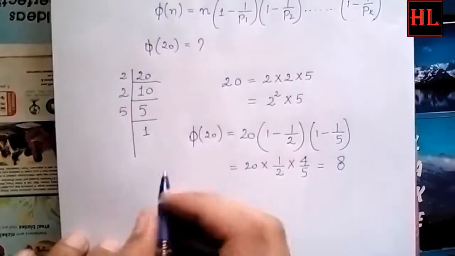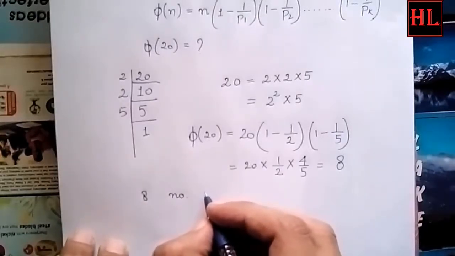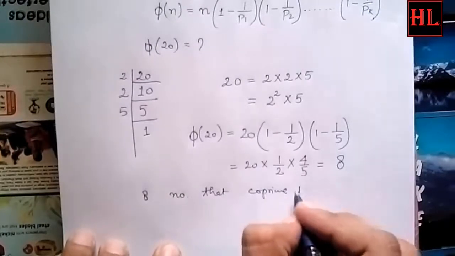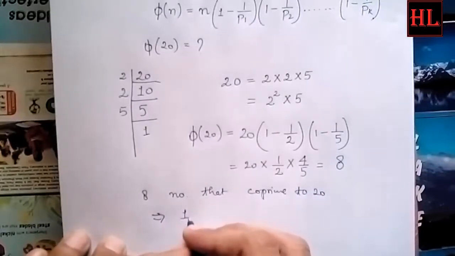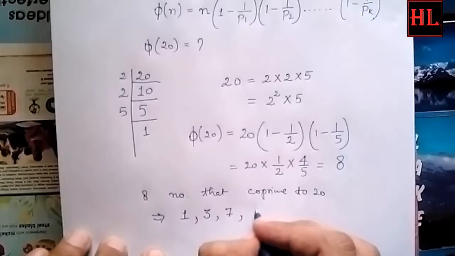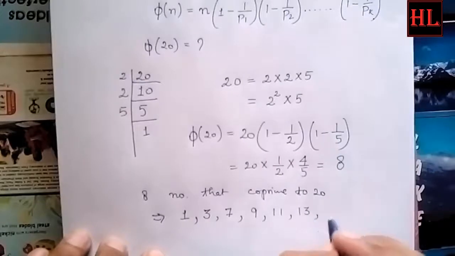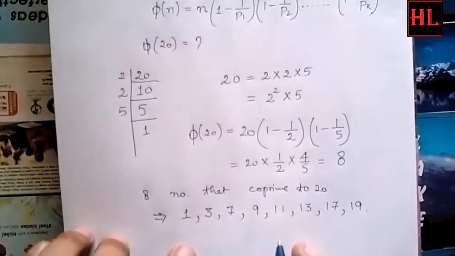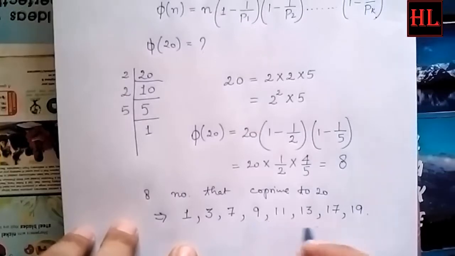So now we can easily write the 8 numbers that are less than 20 and also coprime to 20. Those numbers will be 1, 3, 7, 9, 11, 13, 17, 19. So these are the 8 numbers that are less than 20 and are coprime to 20.